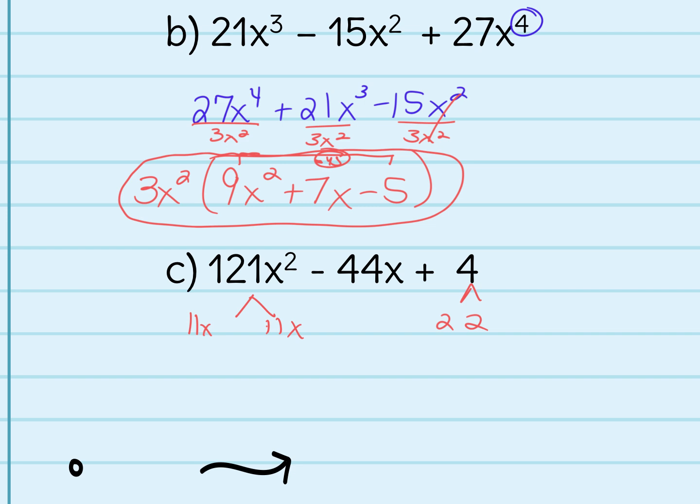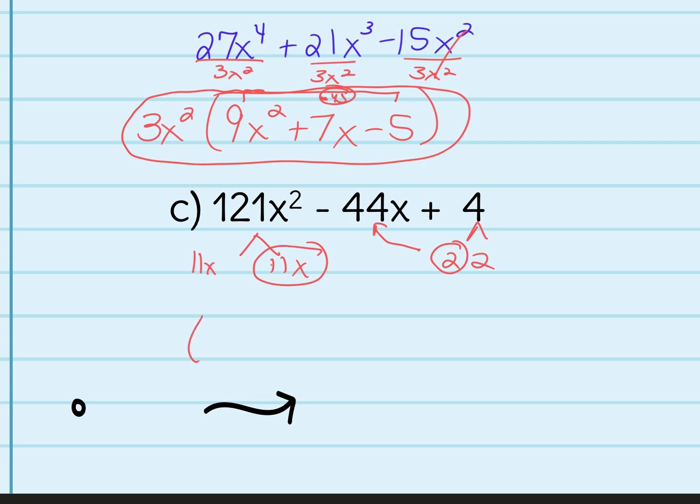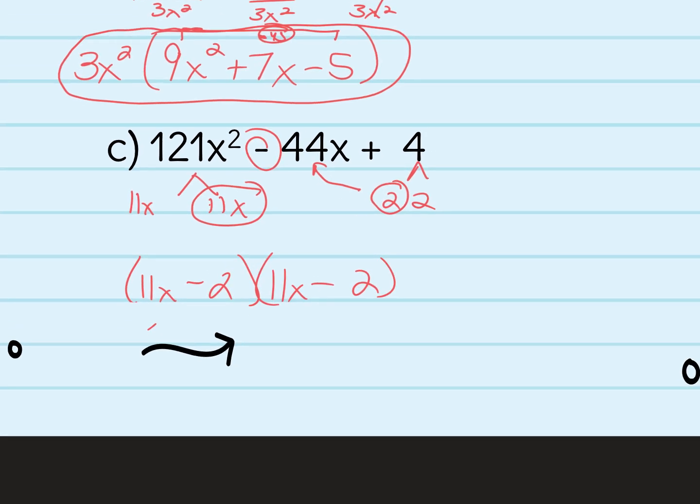So how do I figure out if this is a perfect square trinomial? I take the first times the second, 11 times 2 is 22, and I multiply it by 2. Is that 44? Yes, it is. So I know that I have 2 parentheses that are exactly the same. 11x in the front, 2 at the back, and this sign right here goes in between both of them. So you can write your answer like that, or if you wanted to, you could write it as 11x minus 2 quantity squared.